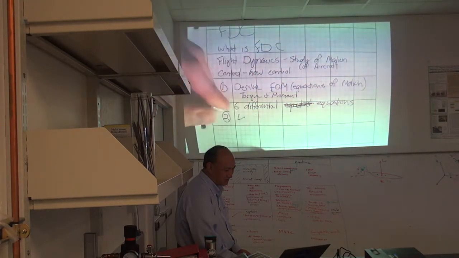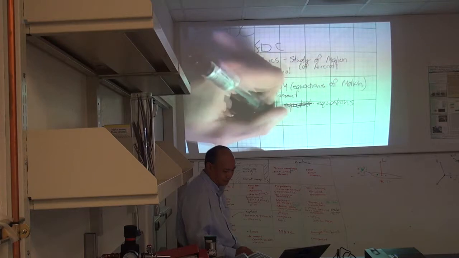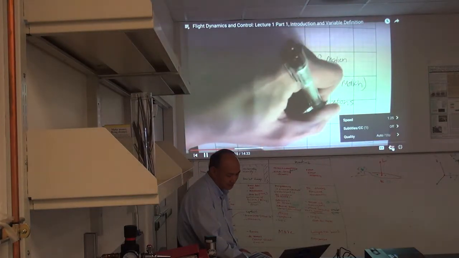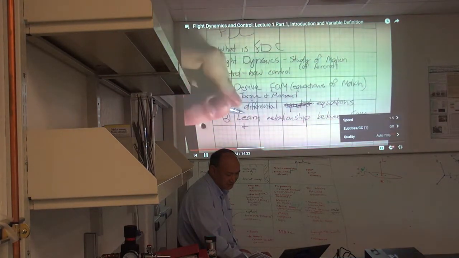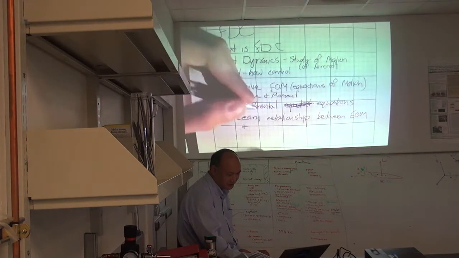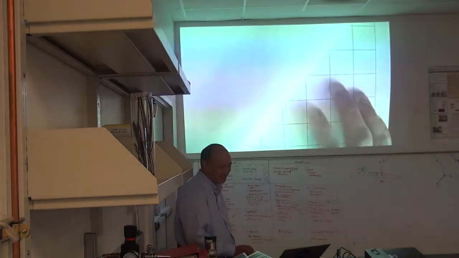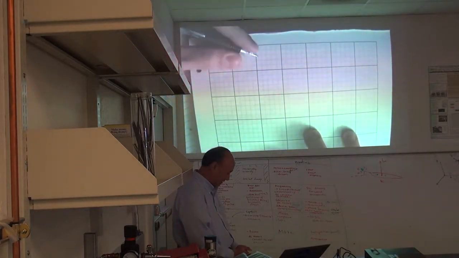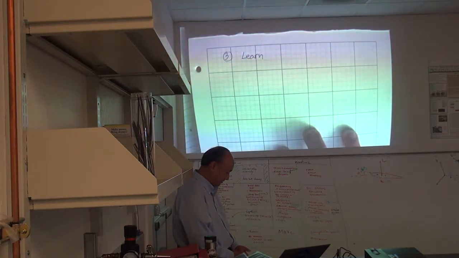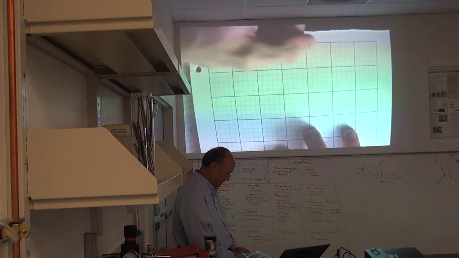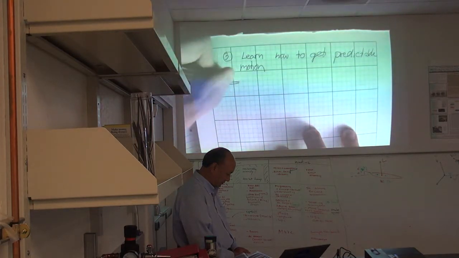Secondly, we'll learn the relationship between the equations of motion and the aircraft design. For example, how big the wings are, the control surfaces, where they're located, where the engine's located, how those affect how the airplane flies. Okay, and then thirdly, we'll learn the basics of how to get predictable motion, by applying the equations of motion with the control surfaces.